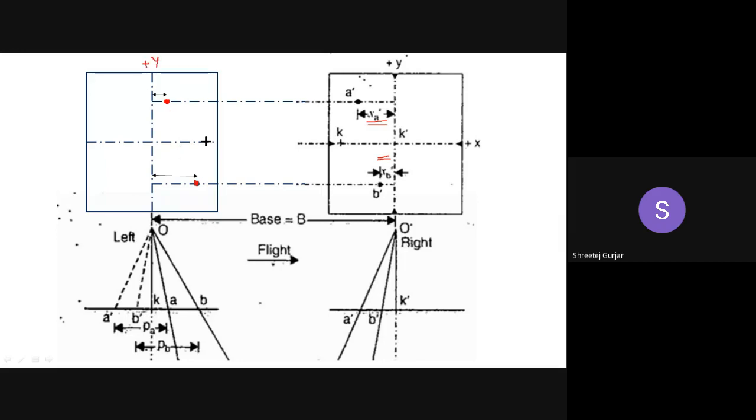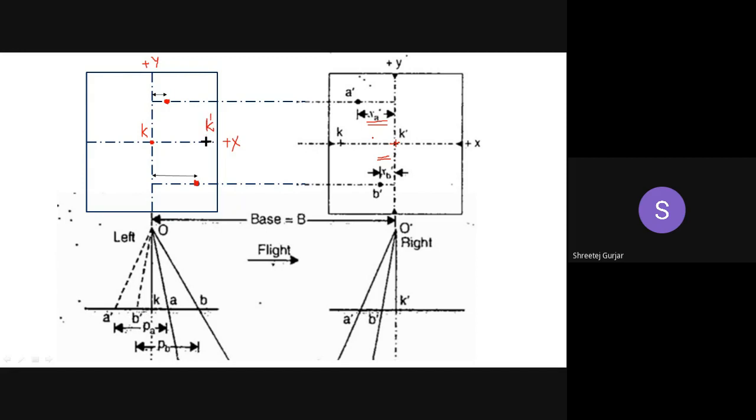This is plus y and this is plus x. Same coordinates, the same as in the right image. This is the origin, and this is the point K, the principal point K. Similarly, this principal point K dash is transferred over here. So this will be K dash, the conjugate principal point.